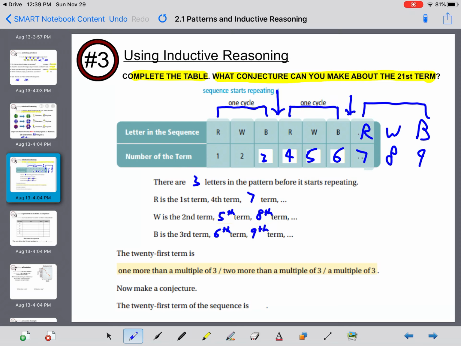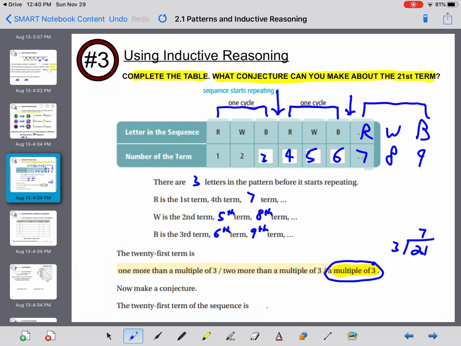The 21st term is, well, if we were to keep going, the 21st term is 1 more than a multiple of 3, 2 more than a multiple of 3, or a multiple of 3. Well, 21 divided by 3 is 7, right? So it is a multiple of 3.